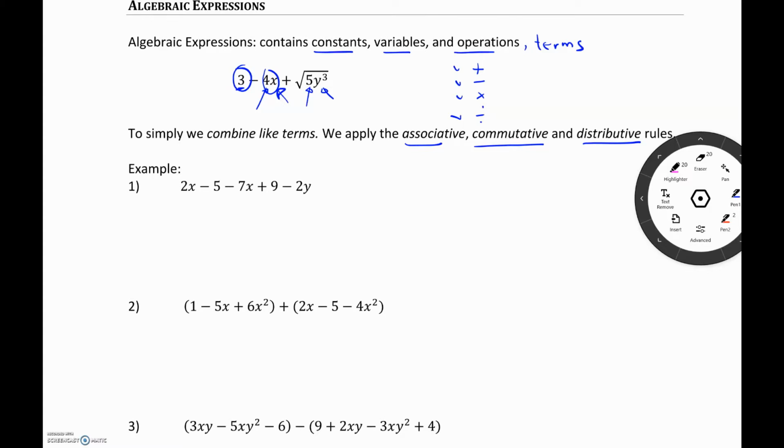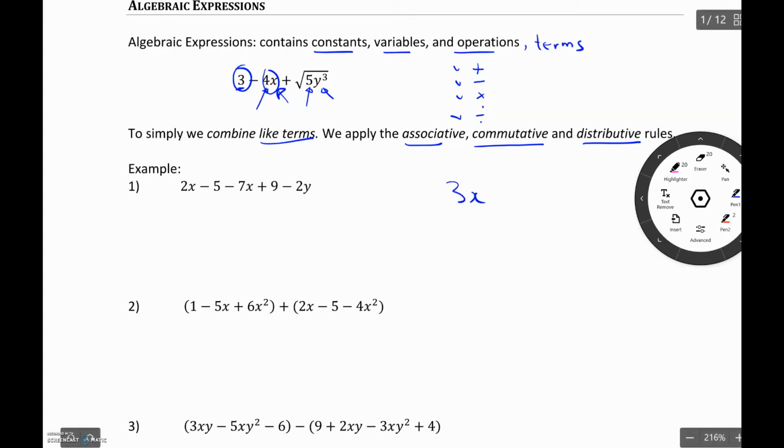Now let's look at number 1. Number 1 says 2x minus 5 minus 7x plus 9 minus 2y. So what we do first of all is try to combine what we call like terms. Now for like terms, you must have the same variables raised to the same exponents. The numerical coefficient doesn't matter. So let's give an example here.